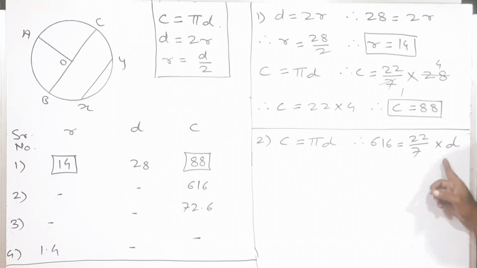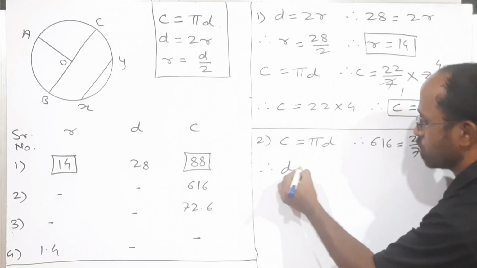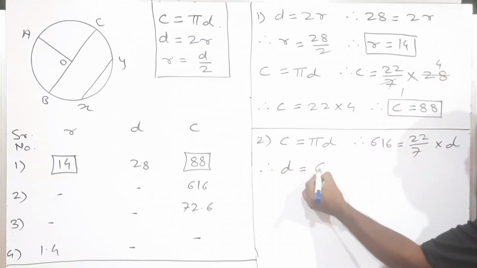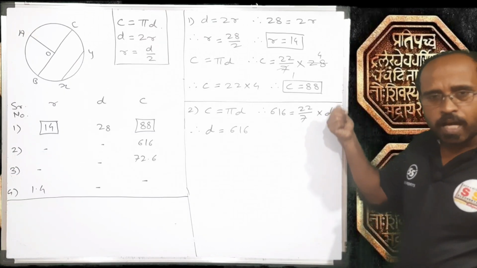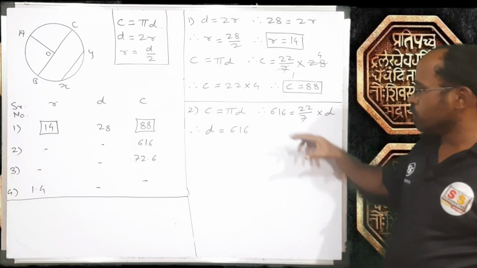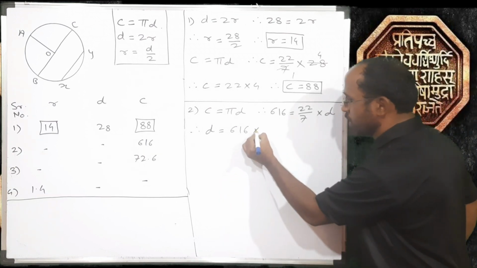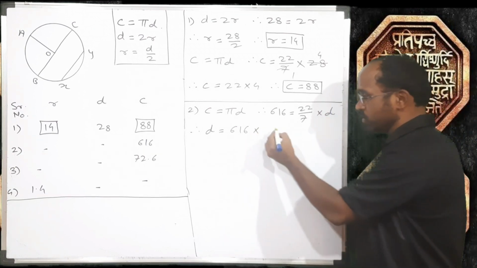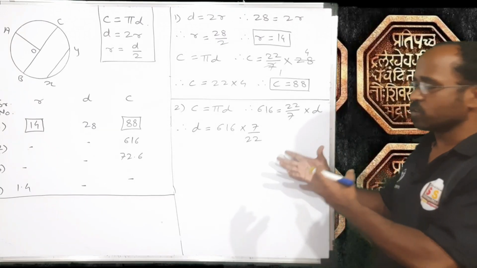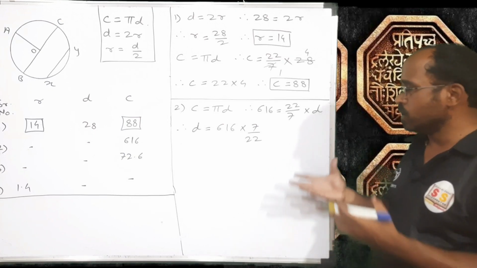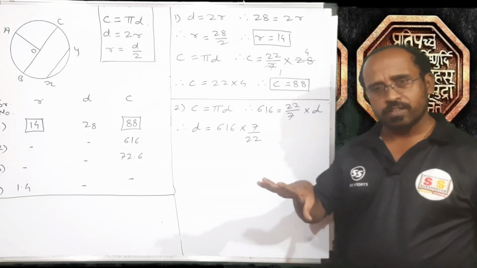Now to find the value of d, this 22 upon 7 will change its side, right? Therefore d is equal to 616, which was on its own side. This 22 upon 7, which is multiplying on this side, after changing side will divide. So dividing by a fraction is nothing but multiplying by its reciprocal. So let's multiply it by the reciprocal of 22 upon 7, which is 7 upon 22. Clear? And test of divisibility, our most favorite topic, is always there for rescue. So 616 and 22 both are divisible by 2. Let's divide them by 2.